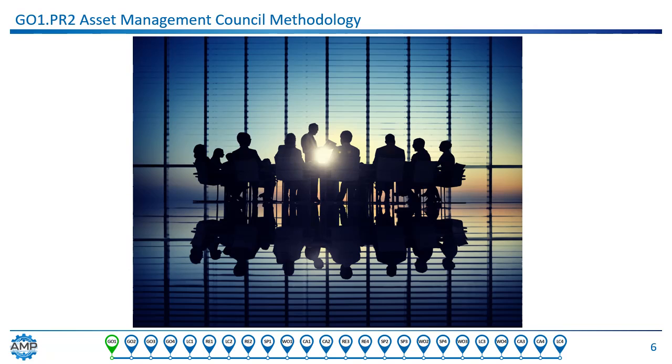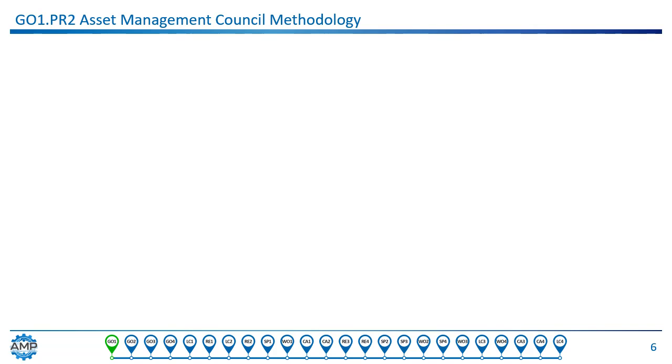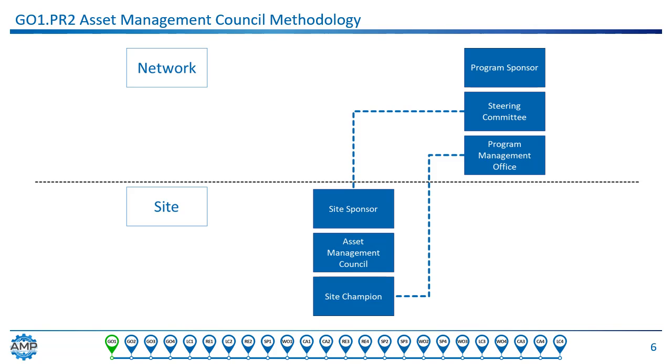decisions. Fundamental to leadership support is creation of an asset management council consisting of key stakeholders in the asset management program. Members are typically site managers or department head level personnel who have authority to create and change processes. This is another representation of the AMP organization chart from the previous slide. The Asset Management Council is the executing entity for asset management at the site level.